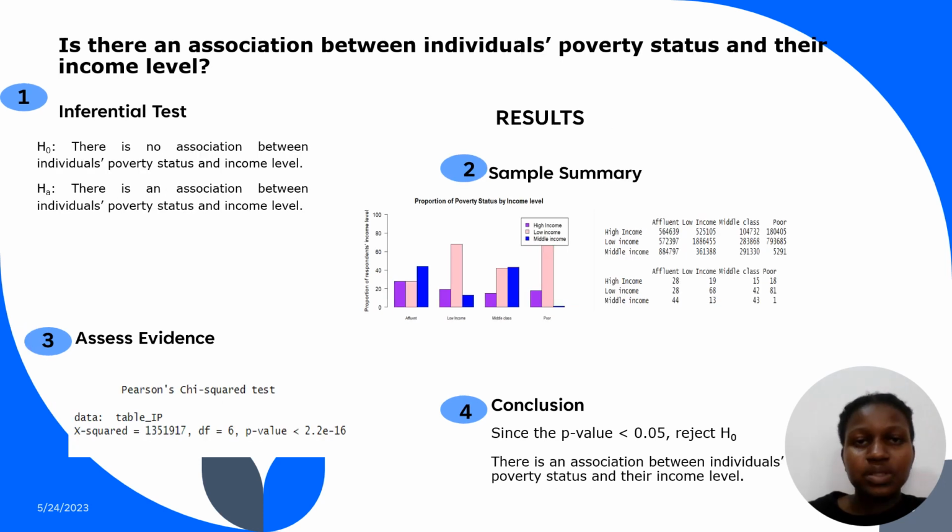I repeated the same process for my second association by first stating my claims and plotting the data in the table and on the graph. From here, the graph shows an association. There could be an association between the two variables because the low income earners dominated the low income and poor poverty status groups, whilst the high income and middle class income earners dominated the affluent and middle class poverty status groups. And the p-value and test statistics confirmed this. Since the p-value was less than 0.05, I rejected the null hypothesis and concluded that there's an association between individuals' poverty status and their income level.